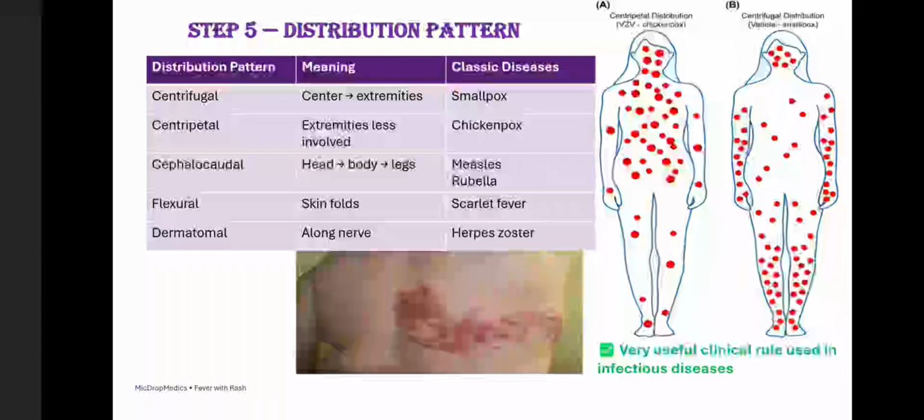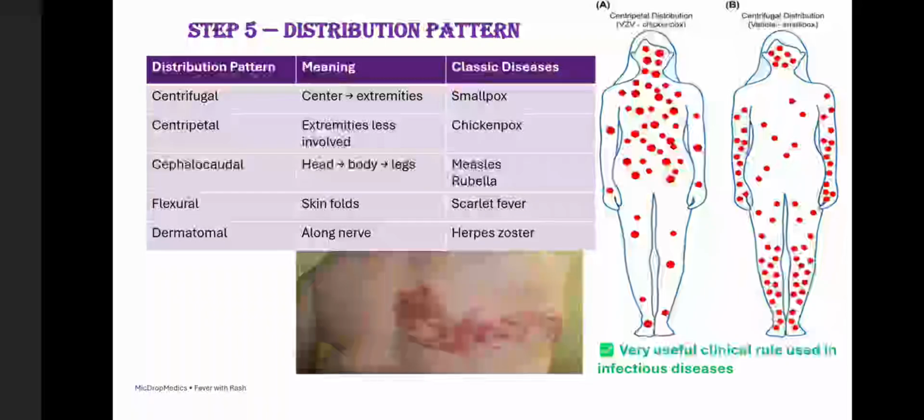We have looked at the timing and the texture. Now we look at the map. The address of the rash is more important than the rash itself. That's your step 5, the distribution pattern. Think of this as the compass points of infection.